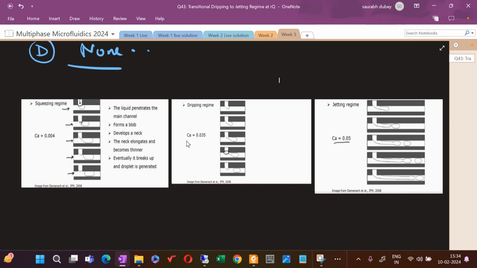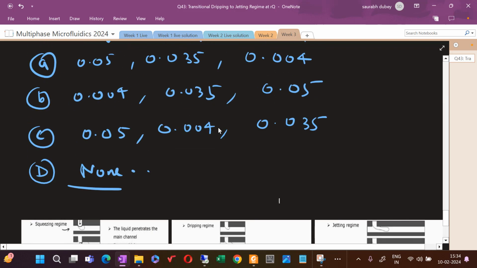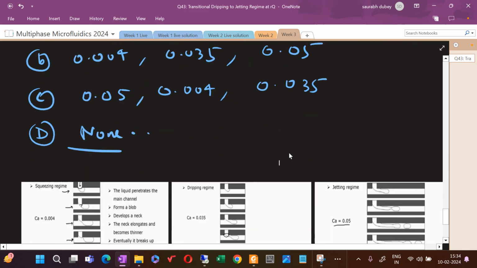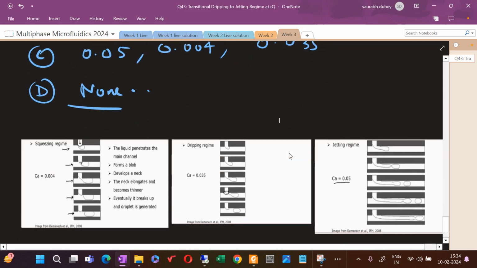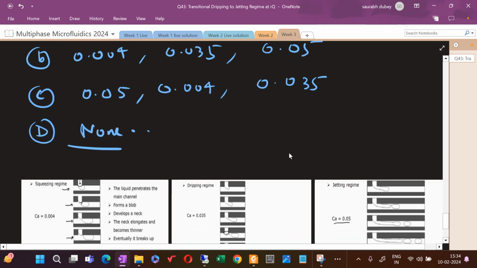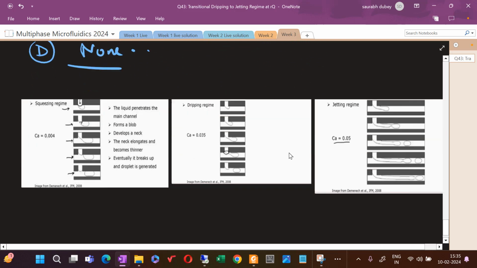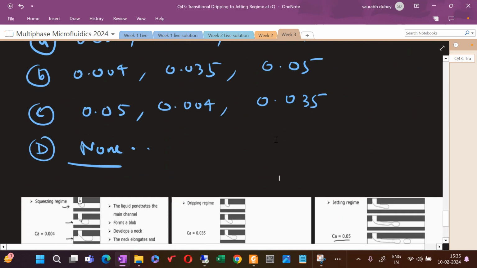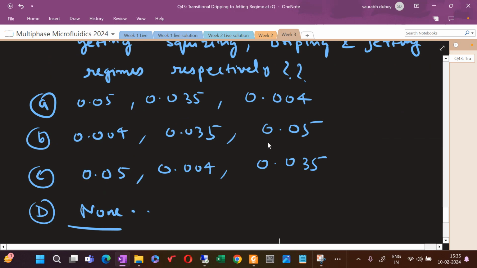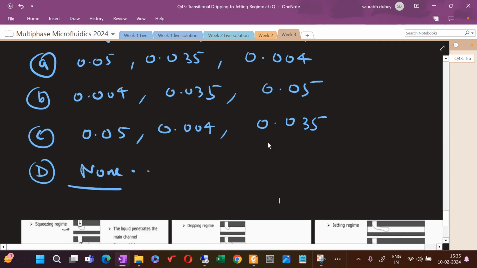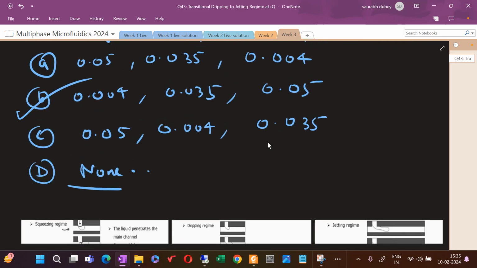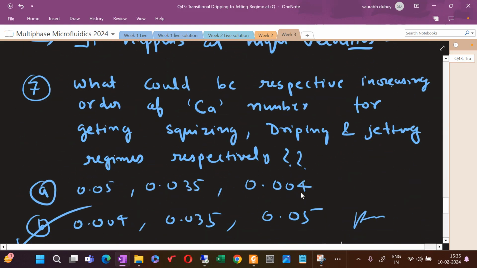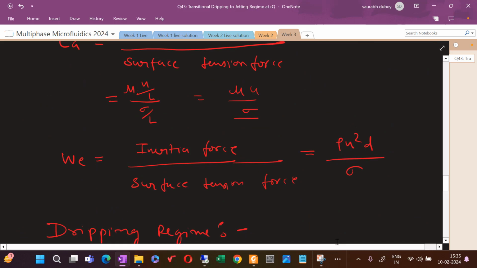So this decides this 0.05 for the dripping. Very low. Very low is what? Very low is this one. This is for the squeezing, and then for the dripping it is 0.035, and for this one. So option B is the correct answer for the same. So that is the one thing that I wanted to tell you.